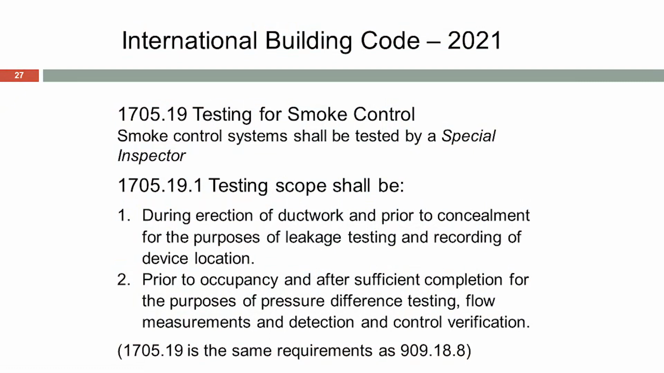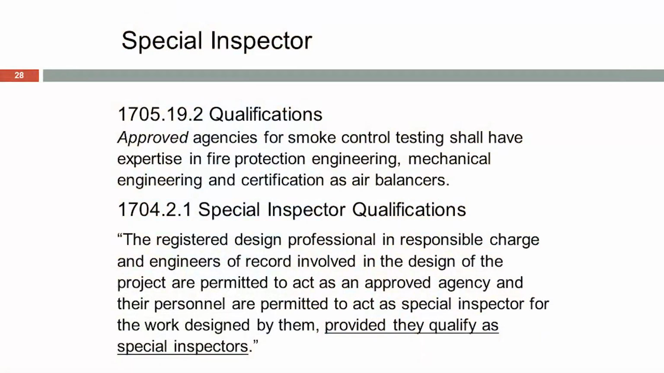So Chapter 17 of the Building Code talks about special tests and inspections. Smoke control systems shall be tested by a special inspector. The scope shall include, look at that, leakage testing of ductwork and recording of device locations. So they kind of group it together, but no one's doing duct testing but us, right? We're either commissioning it or we're performing it. Prior to occupancy and after sufficient completion for the purposes of pressure differential, flow measurements, and detection and control verification. Again, we're there. We just don't know why we're there because we're doing it because it's in our scope, it's on the drawings. This is why we're there.